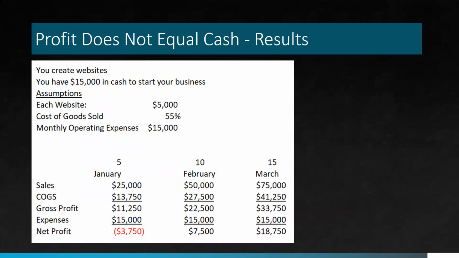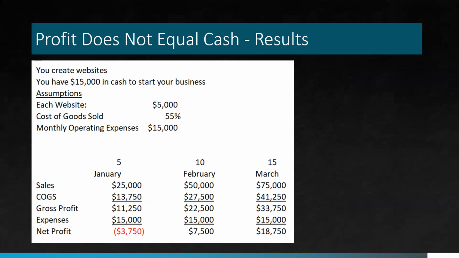So in January, if I sold 5 websites at $5,000, my sales are $25,000. So my COGS, my cost of goods sold, is 55% of that. And that comes out to $13,750. So that's a gross profit of $11,250. Except I have to remember that I have these monthly operating expenses every month that equate to $15,000. So at the end of the day, I'm at a loss of $3,750.